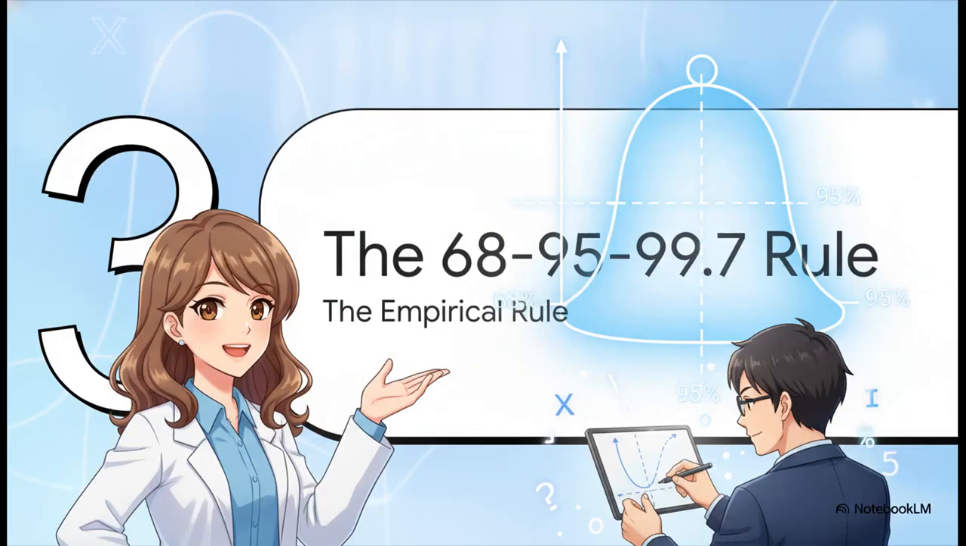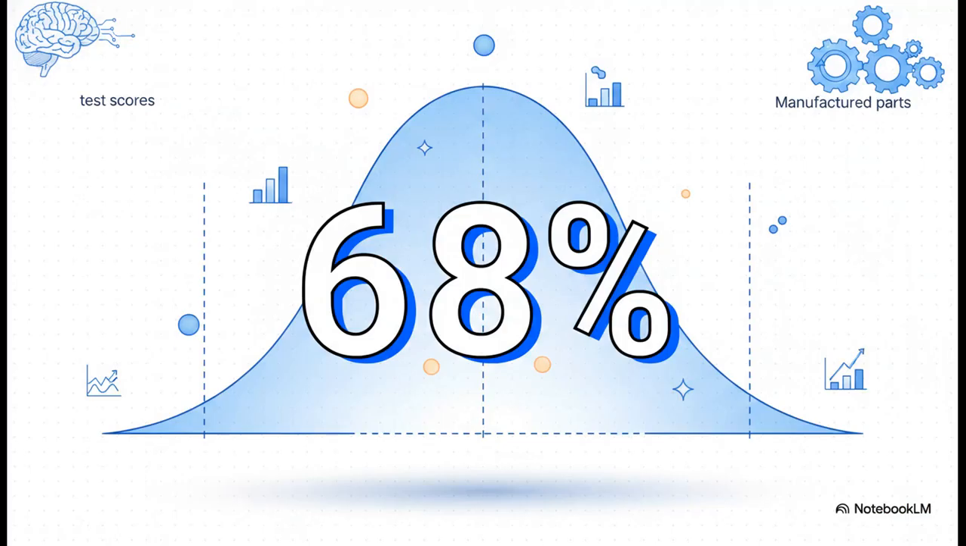All right, Section 3, the 68, 95, 99.7 rule, which is often called the empirical rule. This rule is honestly an amazing practical shortcut to predict distributions without doing complex calculus. Here's the first part, 68%. In any normal distribution, roughly 68% of all your data values are going to comfortably fall within just one standard deviation of the mean, both positive and negative.